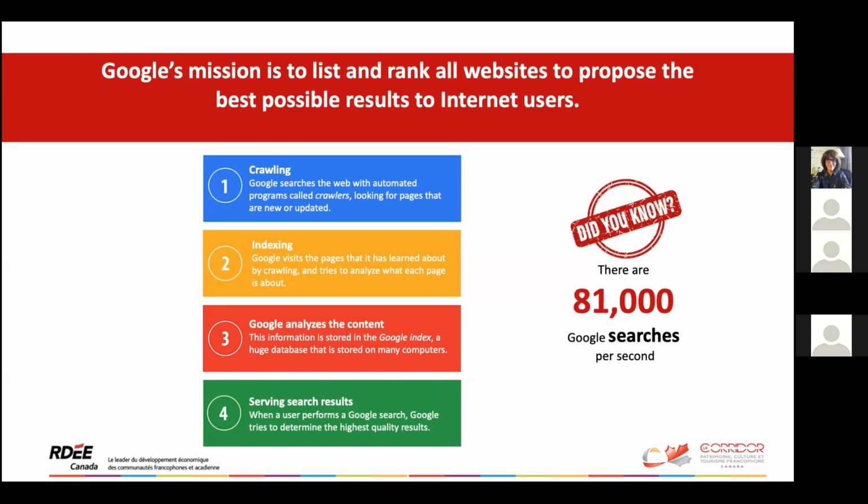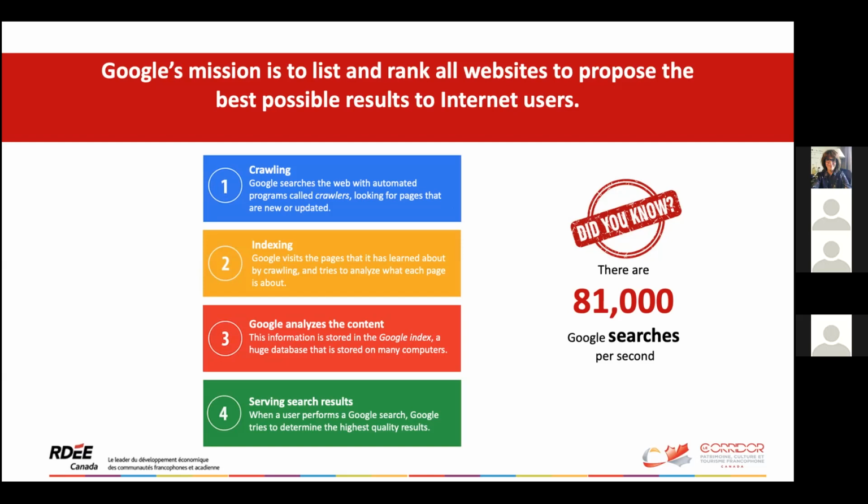After that, it indexes. So it files according to theme, according to URLs, according to keywords that they find. So it goes into a big filing system. After that, it analyzes the content, meaning that if you go into the filing system for fishing, they want to make sure that your content is relevant to all that is fishing or outdoors pertaining to fishing. So they want to make sure that everything is as it should be.